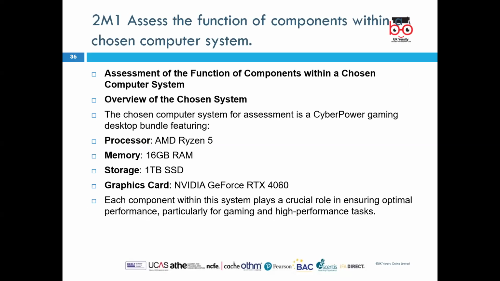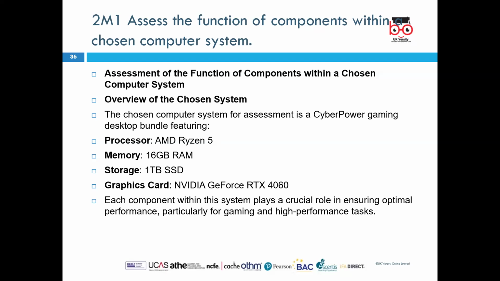Now let's go to assess the function of a computer within a chosen computer system. When it comes to the assessment of the function of a computer within a chosen computer system, we can look into analyzing our operating system. For instance, I'm now going to choose a computer system for assessing: the Cyberpoint gaming desktop bundle. As a minimum requirement, we're going to need a processor of AMD Ryzen 5, at least 16 gigabytes of RAM, and 1 terabyte of storage. And our graphics card has to be provided by NVIDIA.